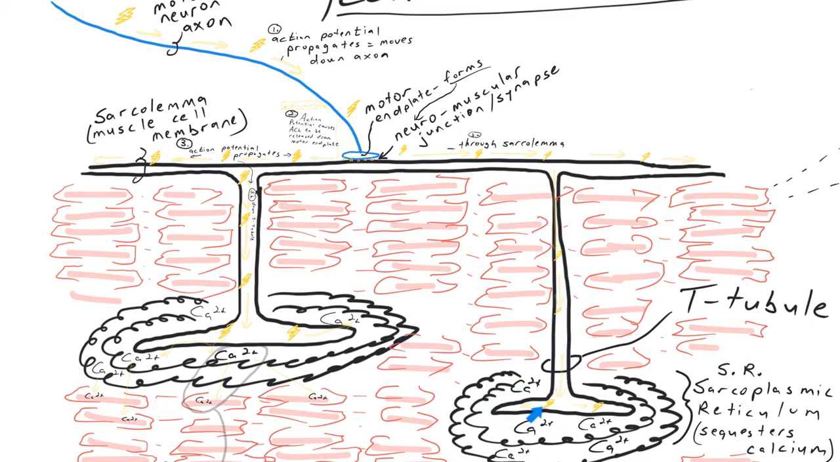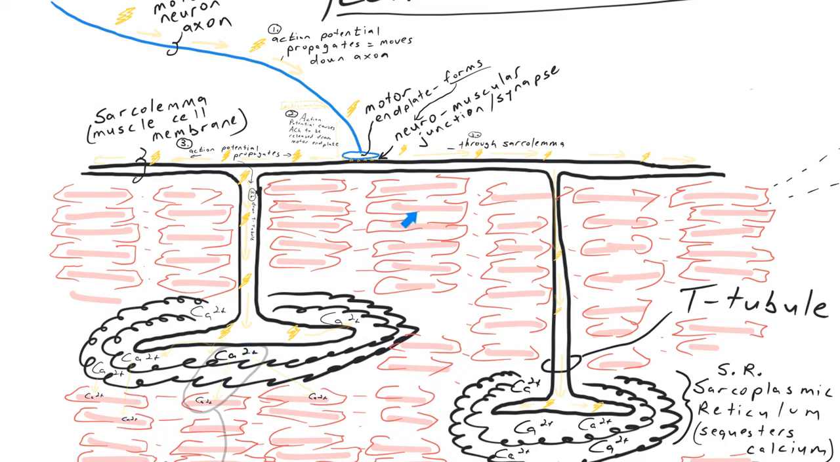When the action potential arrives at the end of the T-tubule, there's a concentration around the T-tubule of the sarcoplasmic reticulum, that internal endoplasmic reticulum equivalent in muscle cell, but with the special role of sequestering calcium. When the action potential arrives at the sarcoplasmic reticulum, the calcium that has been sequestered is released out into the rest of the muscle cell.